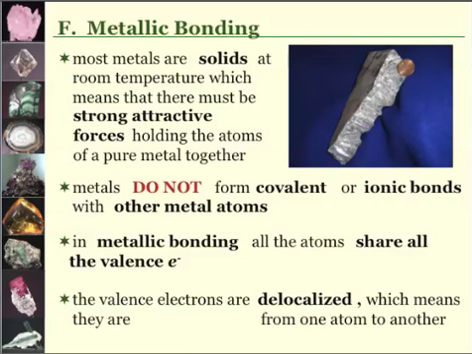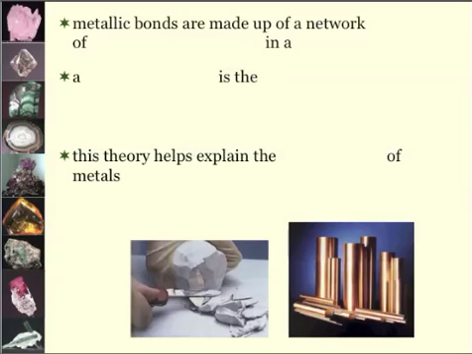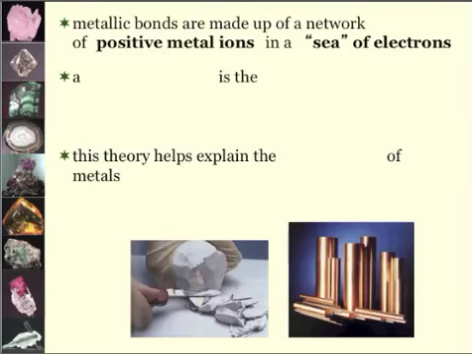Okay? Valence electrons are delocalized, which means that they are free to move from one atom to another. So you can just imagine that all of the nuclei are there and all of the electrons are free to float around between them. This is actually one of the reasons why metals are so great at conducting electricity. Okay? So metallic bonds are made up of a network of positive metal ions in a sea of electrons.